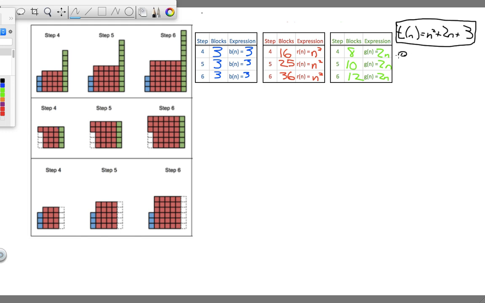So at step 50, if I plug in 50 here, t of 50 equals 50 squared plus 2 times 50 plus 3. If I do this out, 50 times 50 is 2,500, plus 2 times 50 is 100, plus 3. Put that all together, and the answer is, on step 50, I'm going to have 2,603 blocks total.